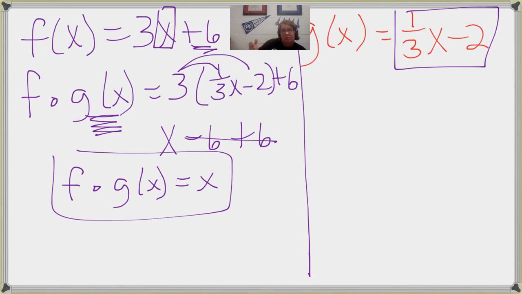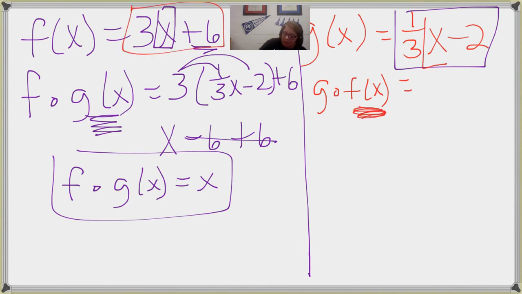Okay. So now we move to the other side. And we're going to check g of f of x. Started here. F of x is 3x plus 6. Plug it in right here. So you have 1/3. Replace that x with 3x plus 6. And then bring down your minus 2.